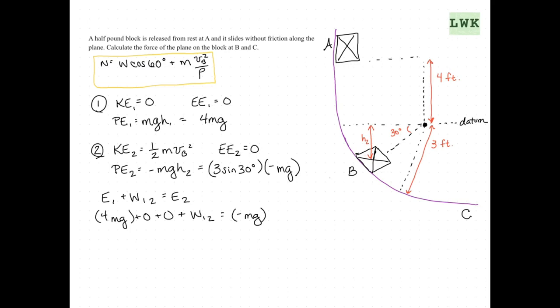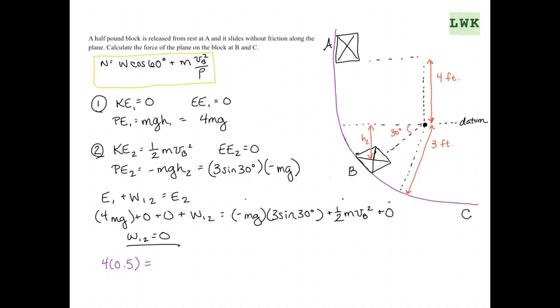equals negative mg times 3 sine of 30 degrees plus 1/2 mvb squared plus 0. So on this side of the equation, we have our potential energy, our kinetic energy, and our elastic energy. So this is a smooth, frictionless surface, so we're not going to have any work done. Now let's use our conservation of energy to solve. So let's start plugging in.